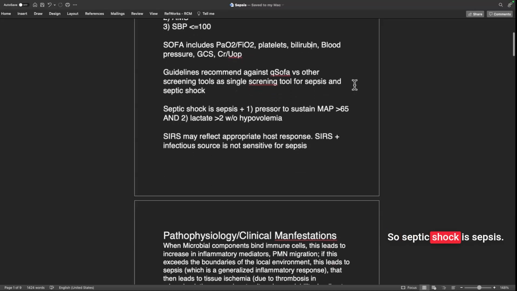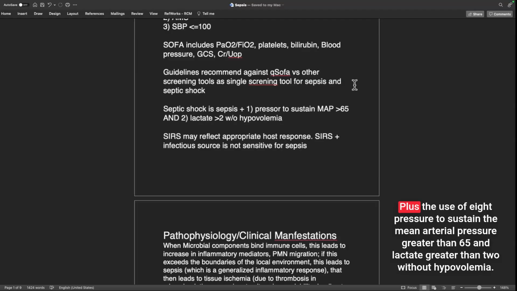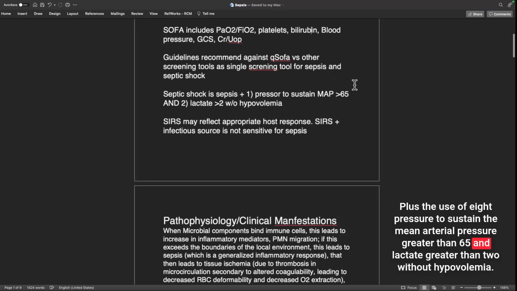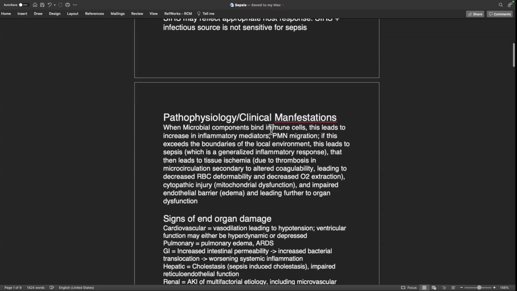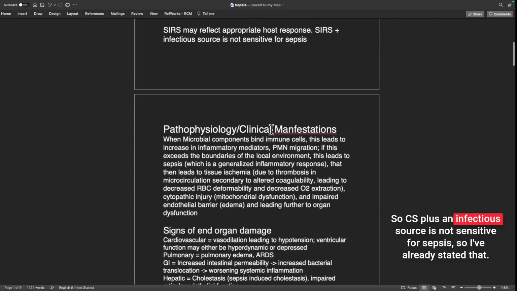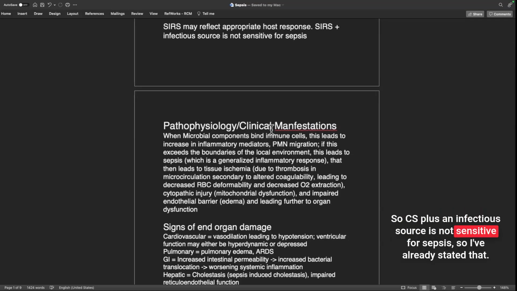So septic shock is sepsis plus the use of a pressor to sustain the mean arterial pressure greater than 65 and lactate greater than 2 without hypovolemia. So, SIRS plus an infectious source is not sensitive for sepsis.